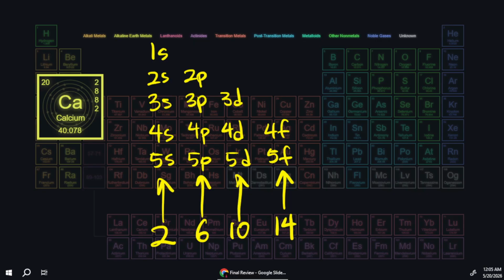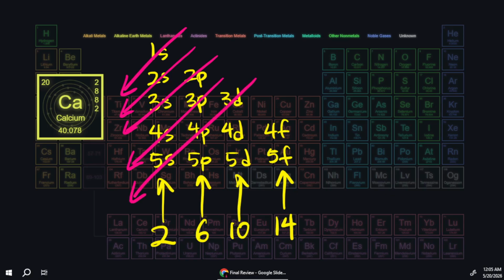All right, so it's gonna go like this. It has a diagonal rule. So you're going across 1s, 2s, 2p, 3s, 3p, 4s, 3d, 4p, 5s.